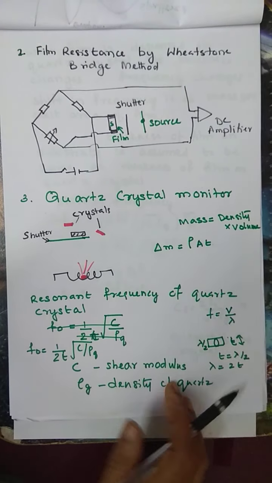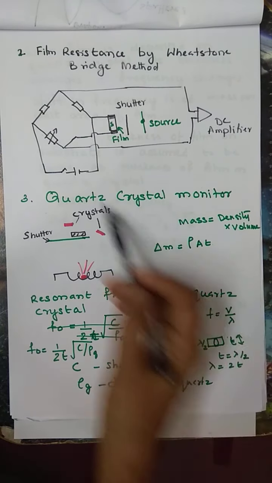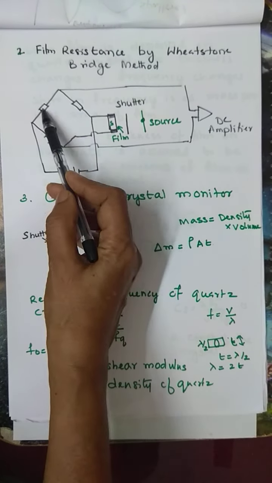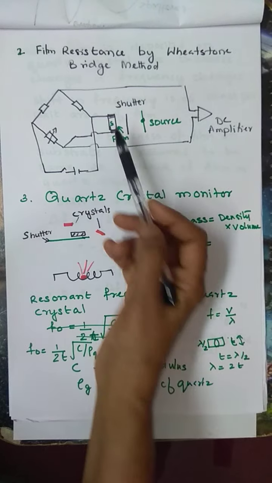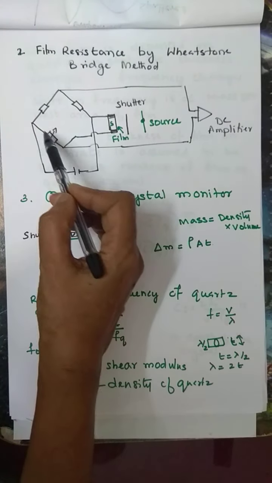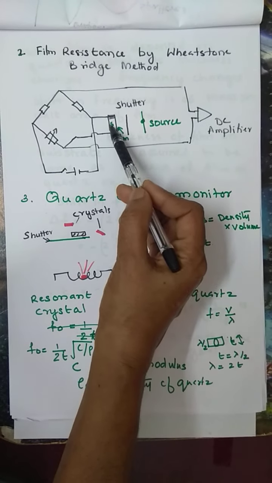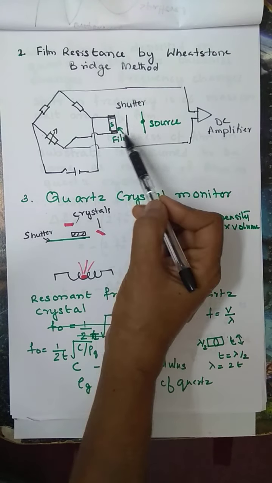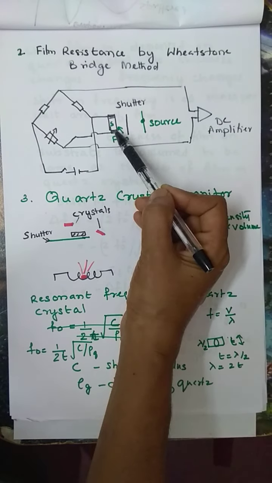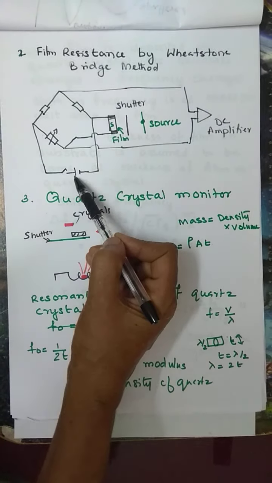Another method using the electrical technique is the Wheatstone bridge arrangement. In the Wheatstone bridge arrangement, we have 4 resistances P, Q, R, S, and you can balance the Wheatstone bridge and determine the resistance in each arm. Here we are placing in one of the arms the film whose resistance we are measuring by this arrangement.